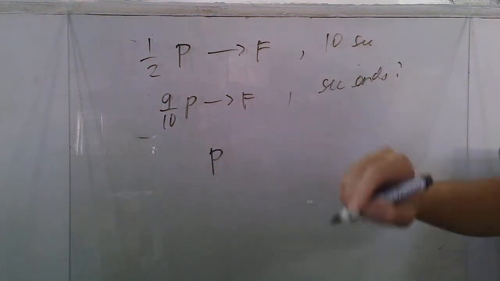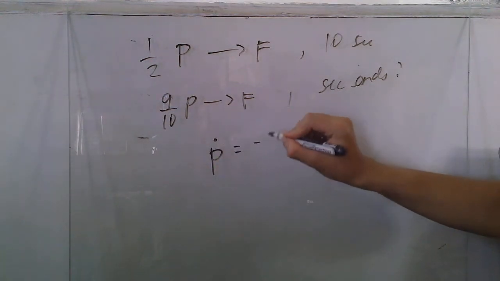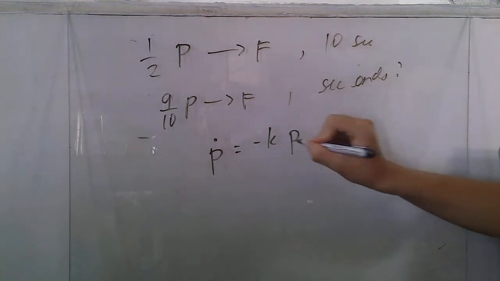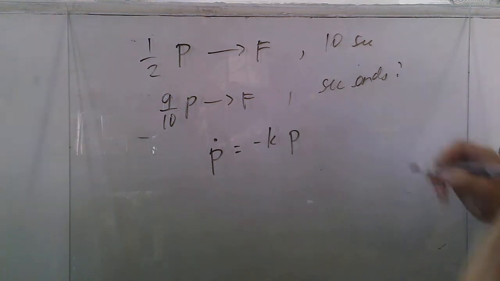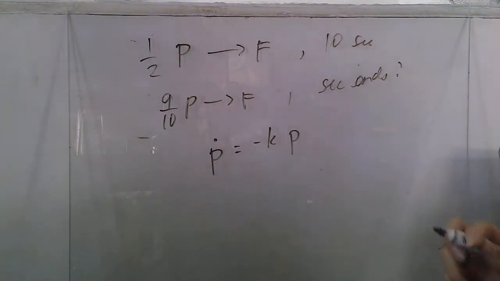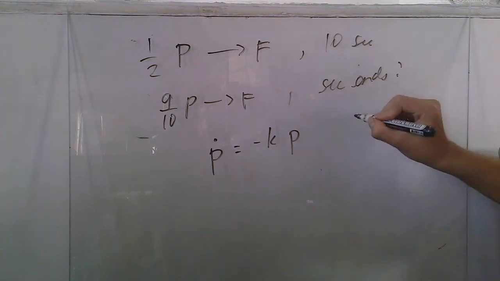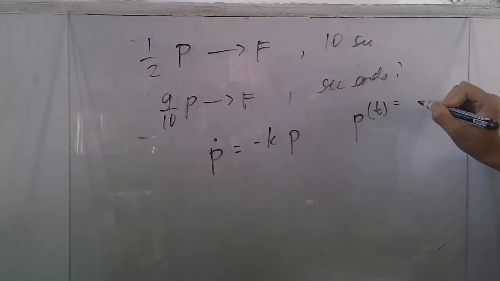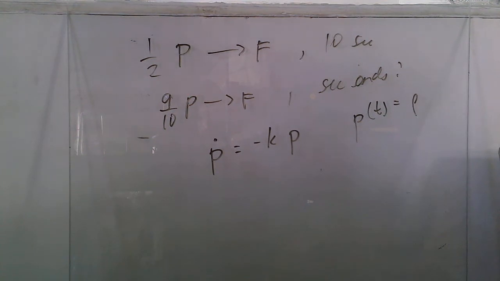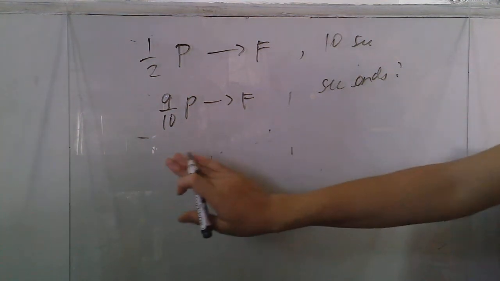This P is a function of time. P dot is equal to negative kP. Or actually rho, but I'm going to use P here. I'm just going to write here: P of t is equal to rho, as a while ago, okay? And so our law applies.